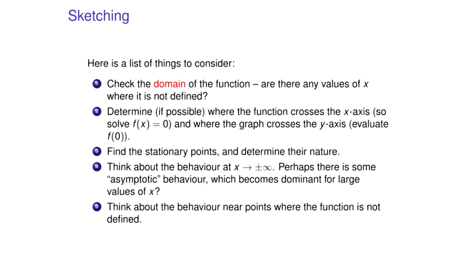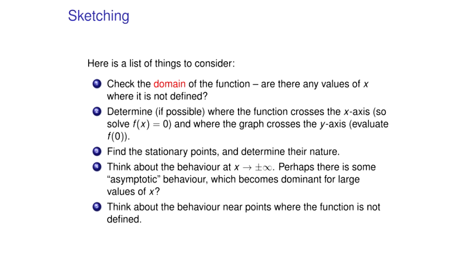So here are a few interesting features which I think you should think about when you're sketching a curve. So firstly, are there any values of x where the function is not defined? So for example, when y equals 1 over x, then that's not defined at x equals 0. Something funny is happening there. This is called the domain of the function. It's all the points where the function is defined.